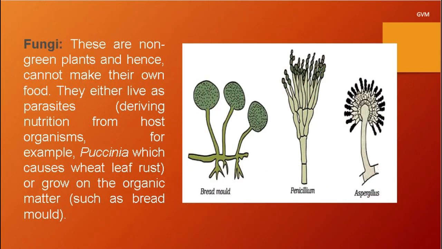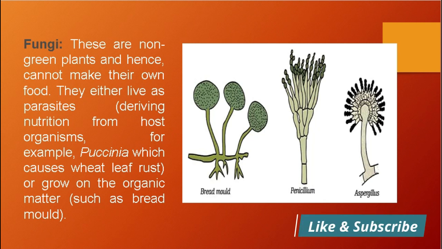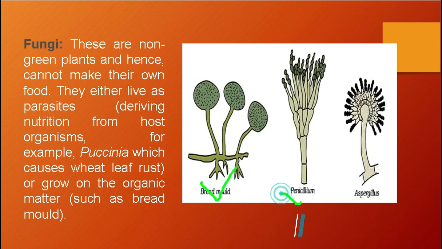Students, fungi are multi-celled, non-green plant-like organisms, and hence they cannot make their own food. They either live as parasites, which means they depend on another organism for their nourishment, or they grow on organic matter from where they get their nourishment, like for example your bread mold. As you can see here in your figure, bread mold, penicillium, aspergillus, these are all examples of fungi.